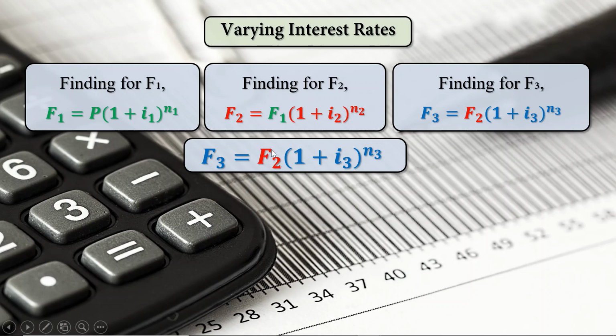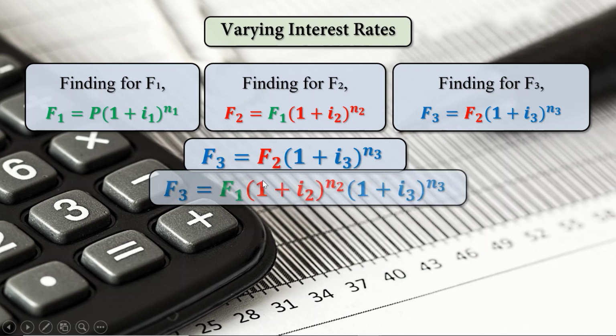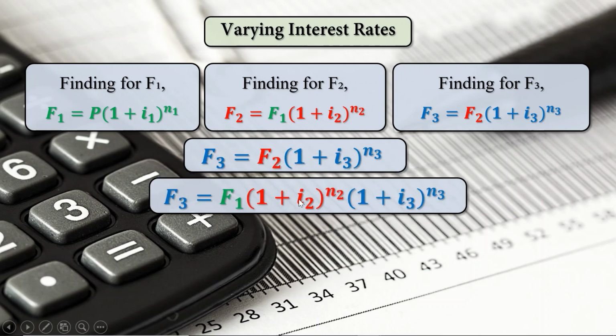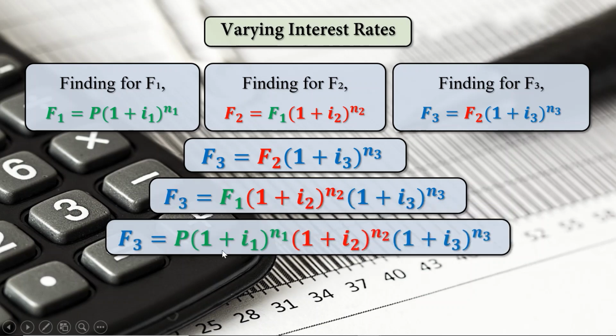Substituting again the formula for F2, which is eto, F1 times 1 plus I raised to N, magiging ganito yung formula natin. So, nadagdag natin ito as the value of the F2. And of course, may value din tayo ng F1 para dito. So, isa-substitute din natin siya. That is P times 1 plus I1 raised to N1. So, ito yung magiging formula natin in cases that we are only having 3 sets of interest rate. Okay, yan yung tinatawag na varying interest rate.